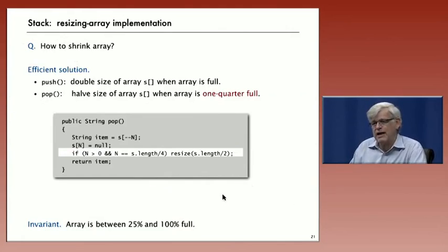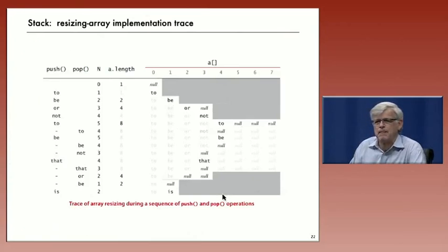So the invariant of that is that the array is always between 25% and 100% full, number one, and number two, that every time you resize, you've already paid for it in an amortized sense by inserting, pushing or popping.